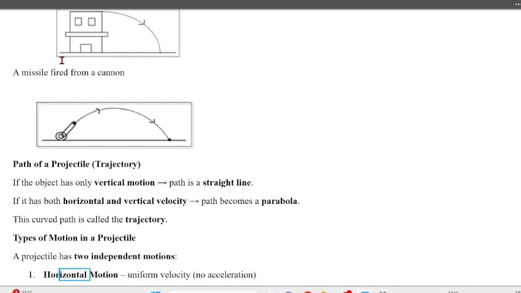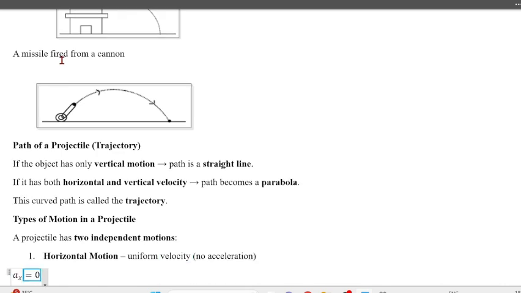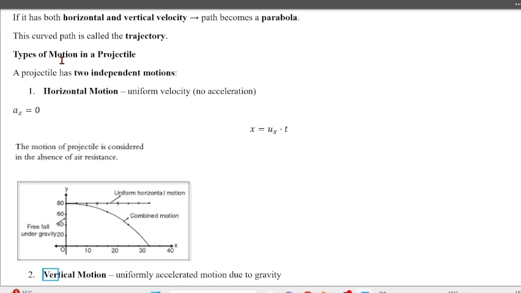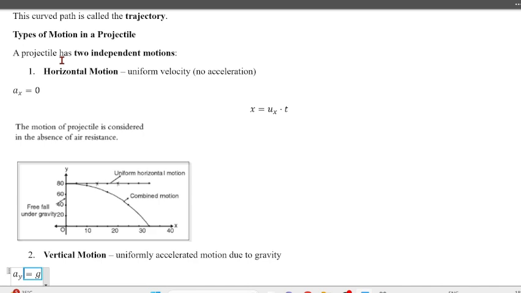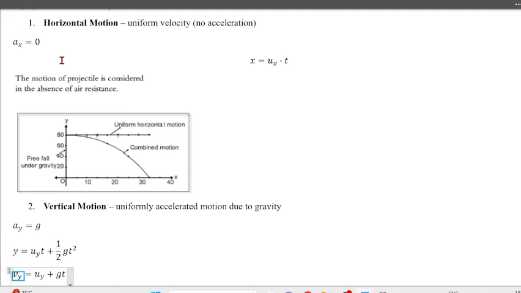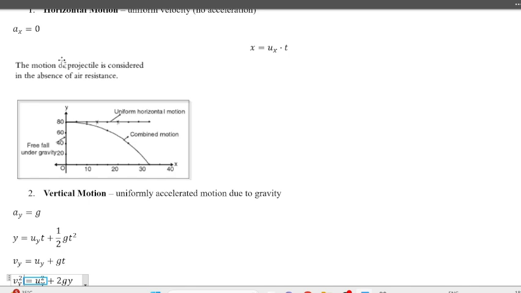1. Horizontal motion: uniform velocity, no acceleration, so a_x equals 0 and x equals u_x t. 2. Vertical motion: uniformly accelerated motion due to gravity, so y equals u_y t plus 1/2 g t squared, v_y equals u_y plus g t, and v_y squared equals u_y squared plus 2gy.